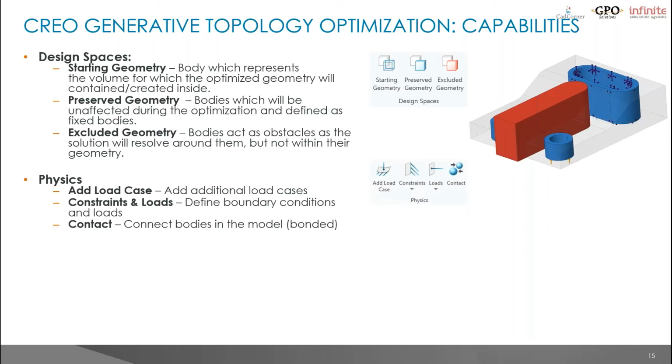Of course, then you've defined your design spaces. Next thing would be your boundary conditions, your loads. And for example, you can define contact between bodies so that they are acting as bonded.